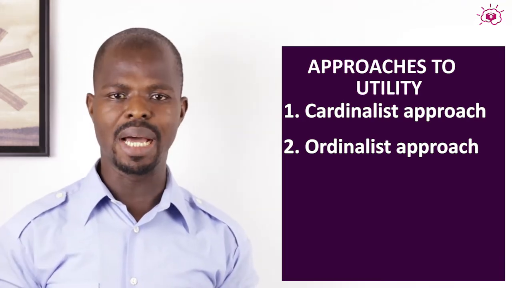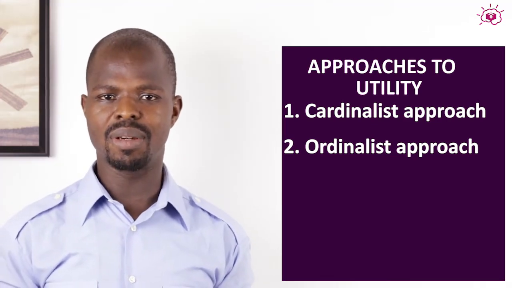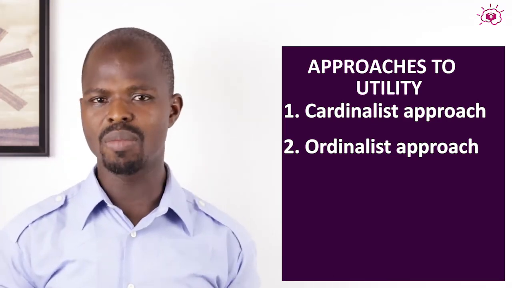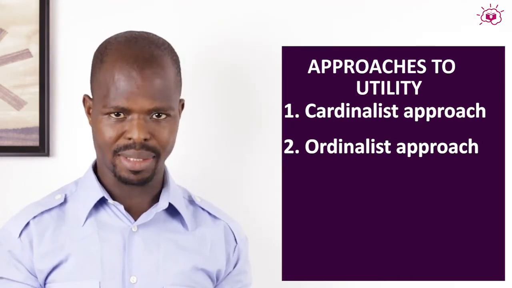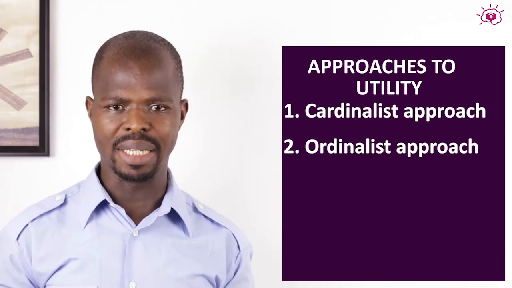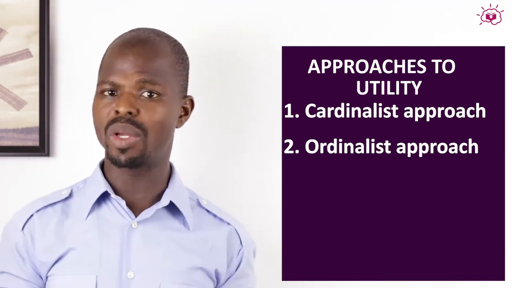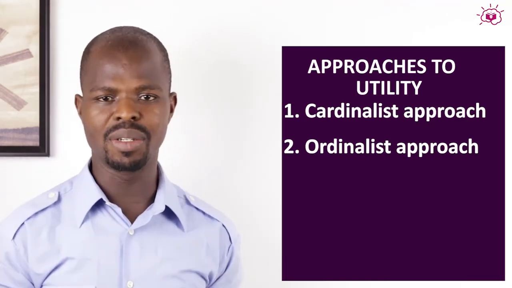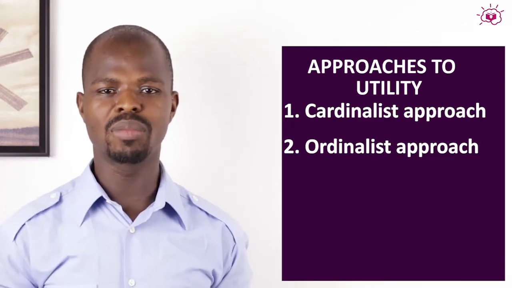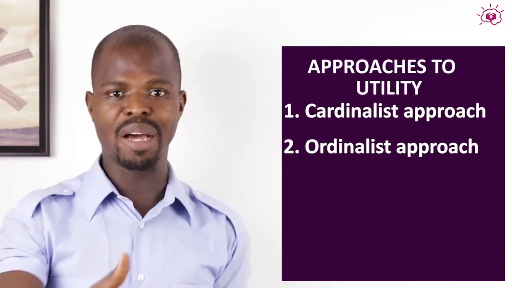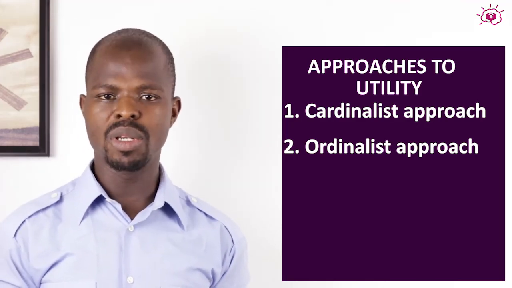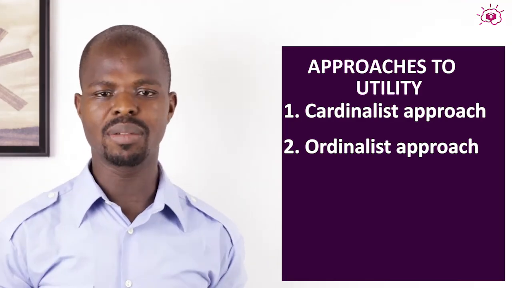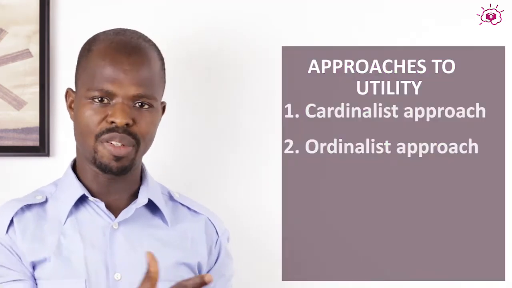The ordinalist, on the other hand, believes that our various levels of satisfaction cannot be measured but can be ranked. They believe that somebody who is taking a bottle of chilled Coca-Cola soft drink, very tasty, does not have the time to start talking about measuring its various levels of satisfaction. But still, they believe we can rank it. Those are the two different approaches. But the popular one is the cardinalist.